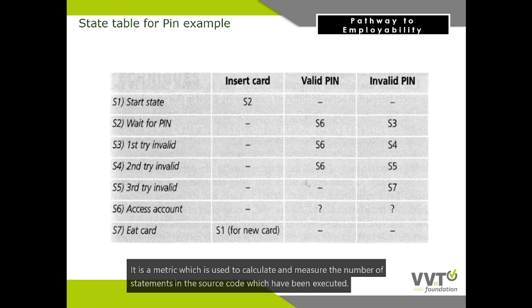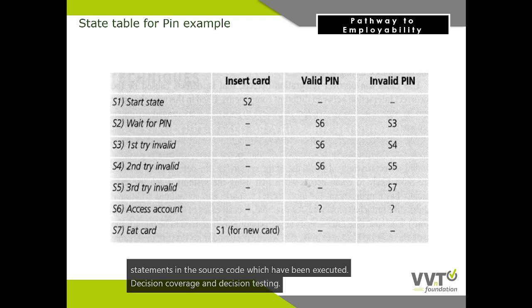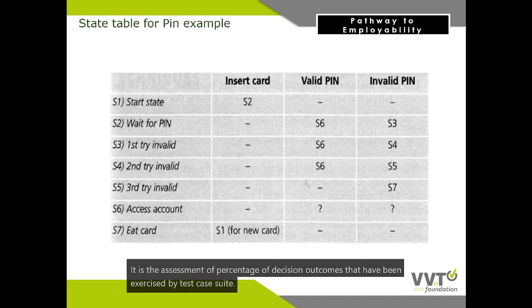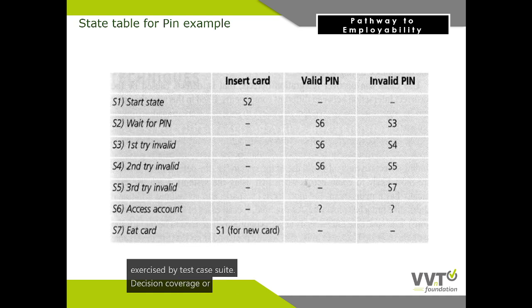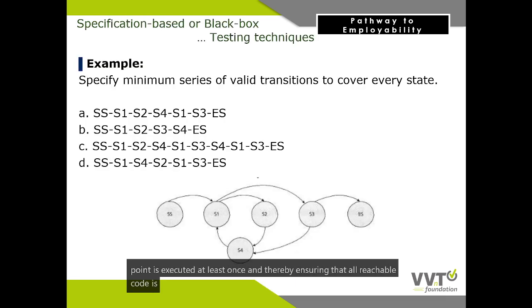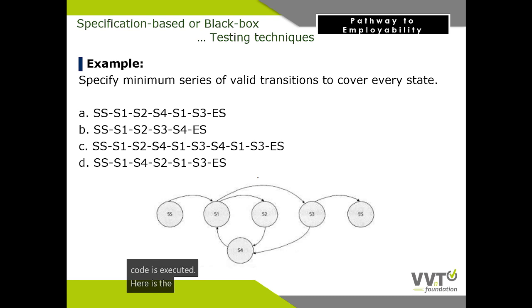Decision coverage and decision testing. It is the assessment of percentage of decision outcomes that have been exercised by test case suite. Decision coverage or branch coverage is a testing method, which aims to ensure that each one of the possible branches from each decision point is executed at least once, and thereby ensuring that all reachable code is executed. Here is another example of structure-based or white box testing techniques.